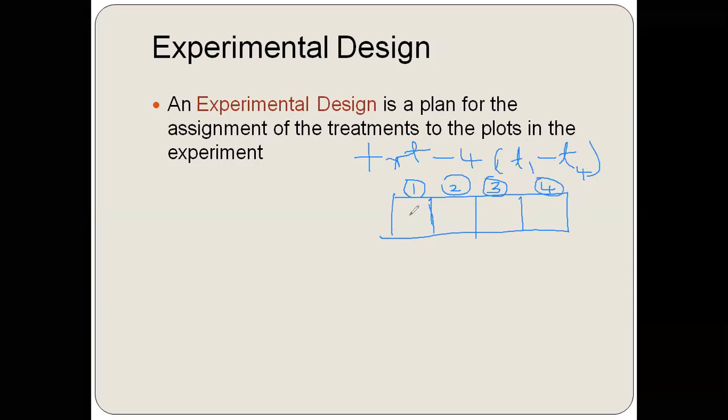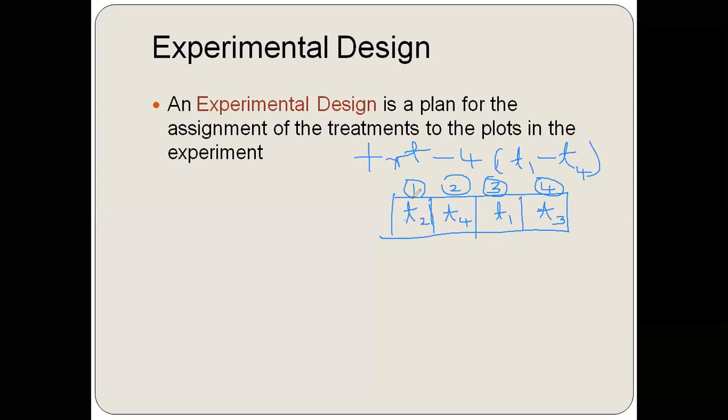So now, which treatment is going to come into the first experimental unit? Which treatment comes to the second experimental unit? Which comes to the third experimental unit, and which treatment comes to the fourth? This is where we call it randomization. When you randomize, suppose the outcome of randomization is T2 coming here, T4 coming there, T1 coming there, and T3 coming there. So this is actually a process of randomization, isn't it?